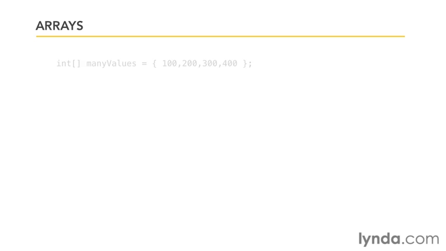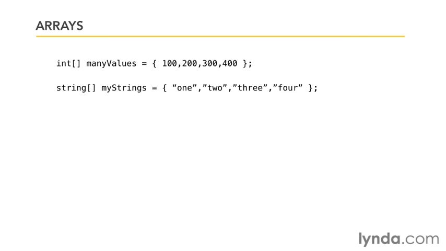Just like other variables in C#, I can also initialize array variables. So in this case, I'm declaring an integer array called manyValues, and rather than creating the new memory using the new operator, I'm using curly braces and then just putting the array values inside the curly braces separated by commas. This will create an array of 4 integers, just like we saw in the previous example. And of course, I can do this with strings too. I can say string array, myStrings equals, and then inside the curly braces, just 4 strings.